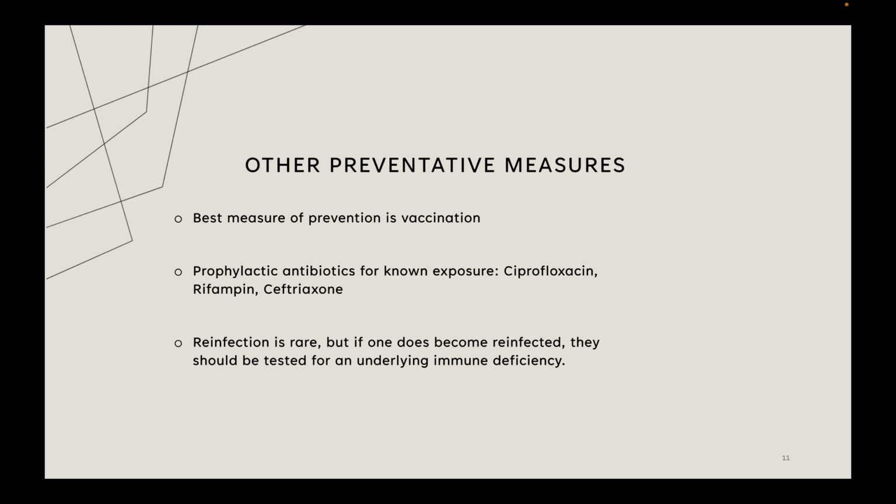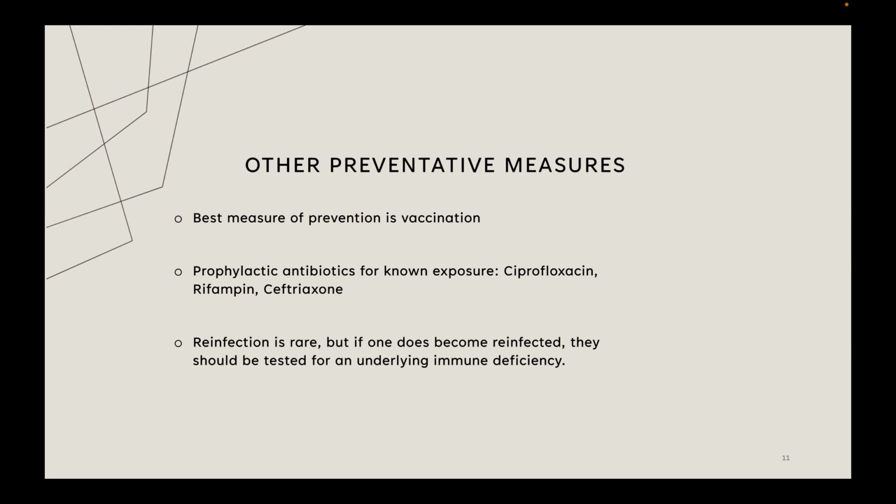As far as prevention goes, vaccine is the biggest method of prevention. However, if you do come into close contact with somebody that is infected with meningococcal meningitis, providers will oftentimes provide prophylactic antibiotics. So medications such as ciprofloxacin or Cipro, rifampin, and ceftriaxone, just so that the disease does not move further into a severe infection.